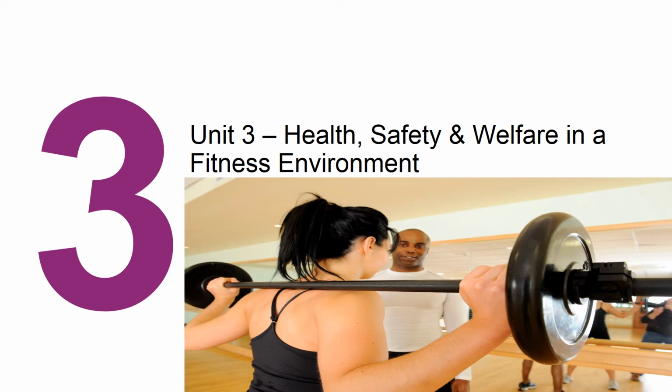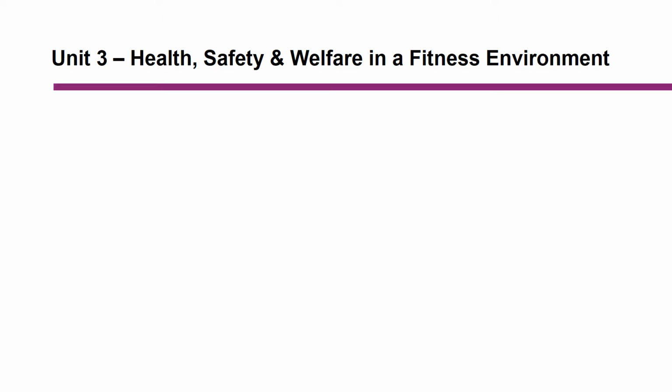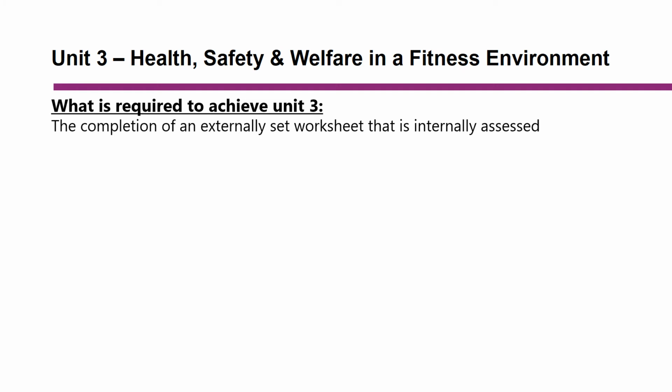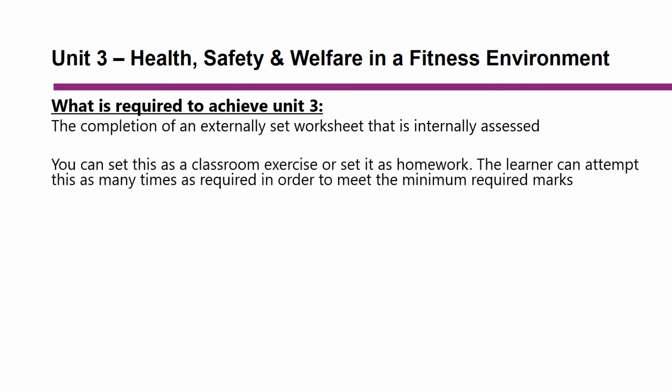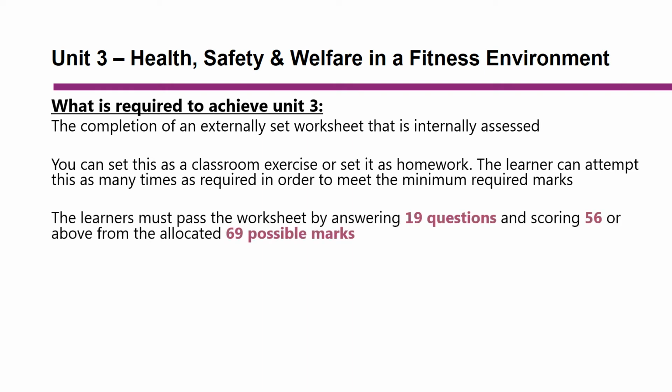So let's take a look at Unit 3, Health, Safety and Welfare in a Fitness Environment. So let's have a look at what's required to achieve Unit 3. In order to achieve this unit, the learners must complete an externally set worksheet that is internally assessed by the centre. So you can set this as a classroom exercise, or it could be set as homework, and the learner can attempt this as many times as required in order to meet the minimum required marks. The learners must pass the worksheet by answering the 19 questions and scoring at least 56 of the possible 69 marks that are available.